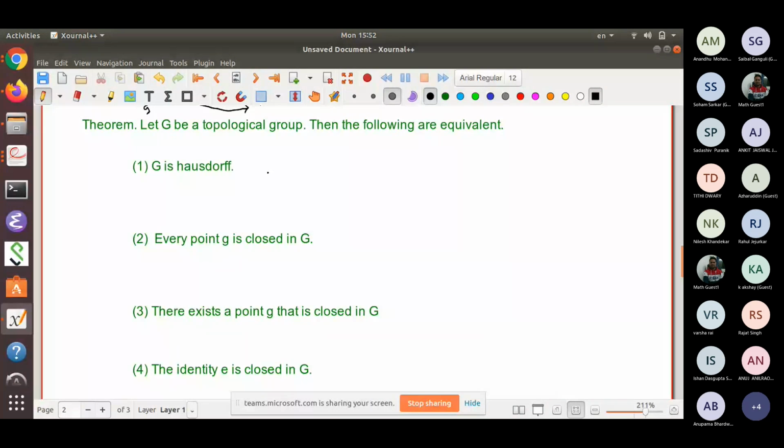This implies, okay, for in any Hausdorff space, each point is closed. So obviously 1 implies 2. Now 2 implies 3.